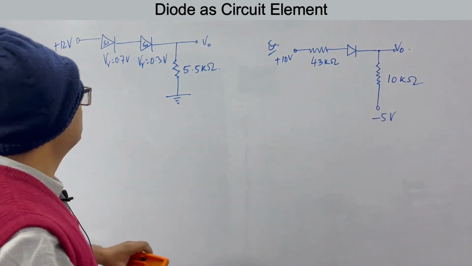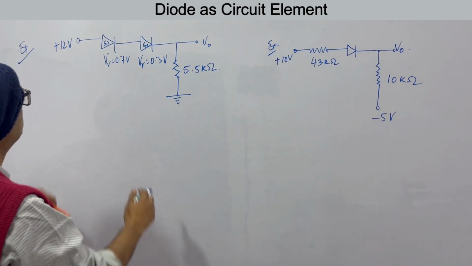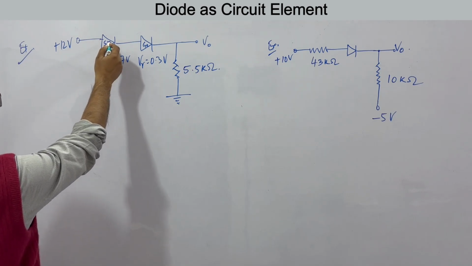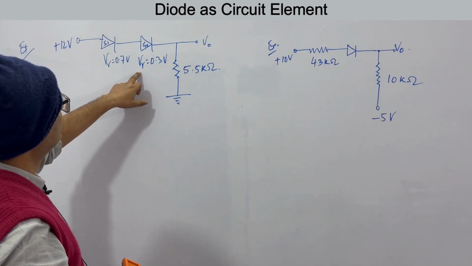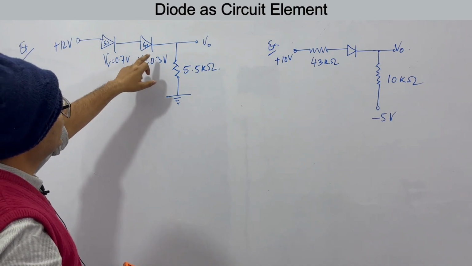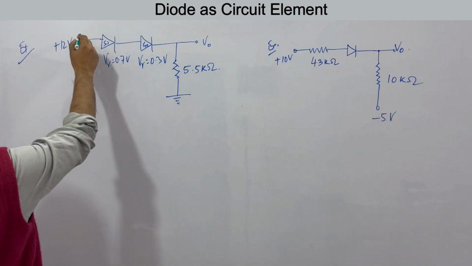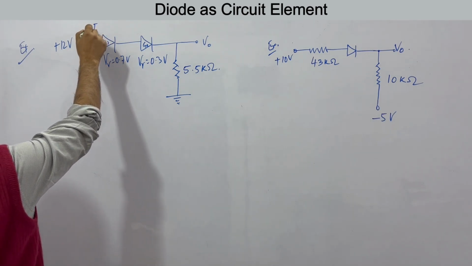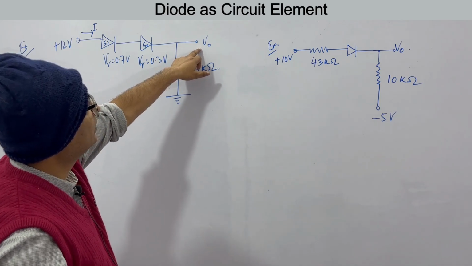We have two examples here. See, here we have a 12 volt source. This is your first diode, a silicon diode. V gamma is 0.7 volts. This is a germanium diode, so this is 0.3 volts V gamma. This is 5.5 kilo ohms. We have to find what is the current through this, let's say I, and we have to find what is the V0 here.